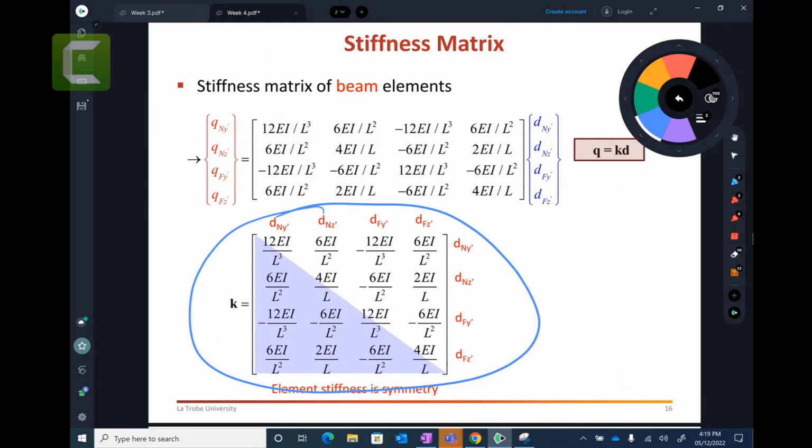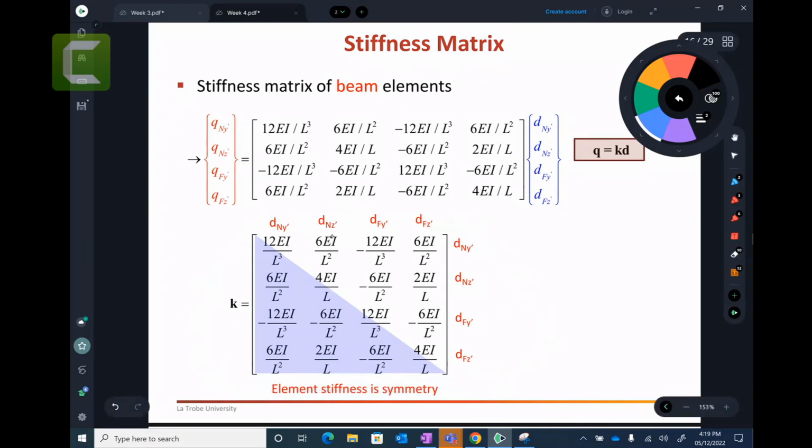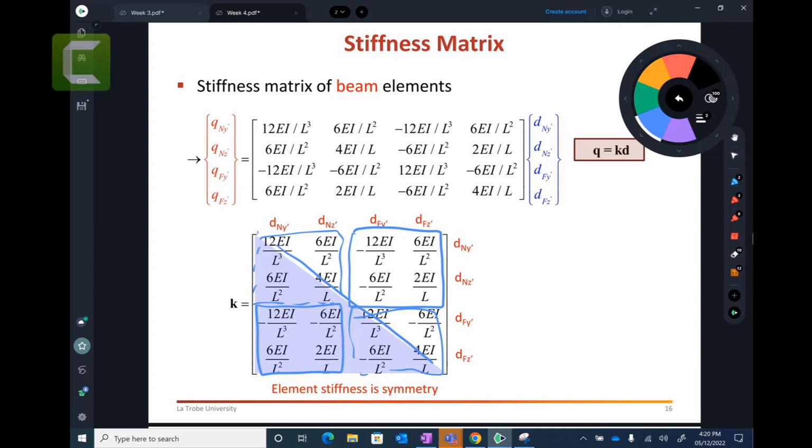Again, same story, meaning that you will have these guys same as these guys. These are same as these ones. This one same as this one. All these along the diagonals, you always get the positive value. You always have a possibility to check this one. These guys would be same as these ones. These guys would be same as these ones, right? So this is the one that we're going to use to find the stiffness matrix of the elements.